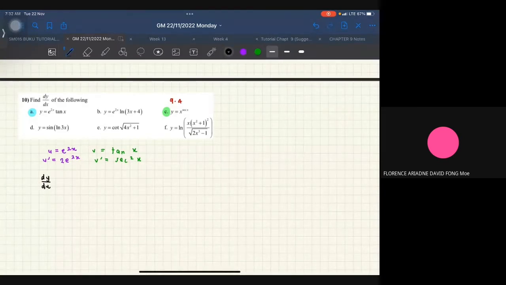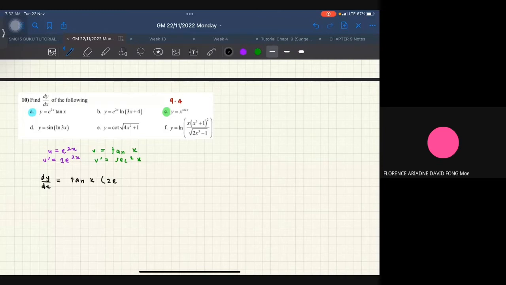Okay, so sekarang masukkan sahaja dalam formula, right? So formula kita adalah vu prime. By now sepatutnya awak dah ingat formula product rule apa. So kita akan start with vu prime. So what is v? v is tan x. And then u prime. What is u prime? So u prime is 2 e to the power of 2x. And then plus with uv prime. So what is u? u is e to the power of 2x. And then multiply with v prime. So v prime is secant square x.